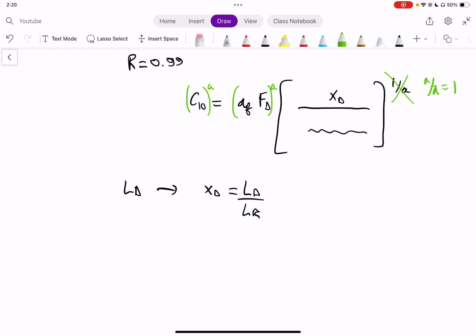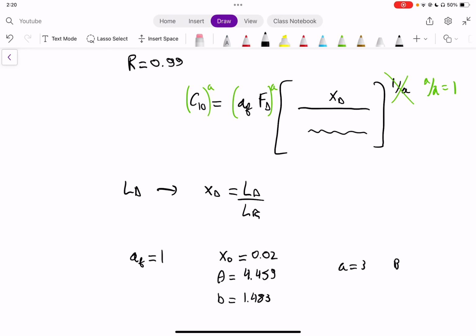So the next step I can take, a few of the terms that I can write down for all these terms. So AF is equal to 1. We're going to assume that we have an application factor of 1. We're not given any application factor in the problem. Then for the bottom of that equation that I didn't write down, we have x0, theta, and b. So b is 1.483, theta is 4.459, and x0 is 0.02. And then we have that A is equal to 3 because it's a ball bearing.